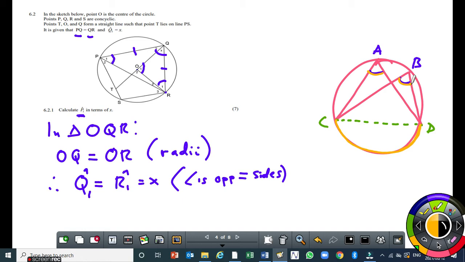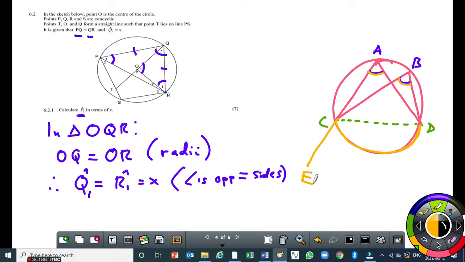The word produced in geometry means if I draw a line like AC, then I extend it like that and give this point a name. It means AC is produced to E.